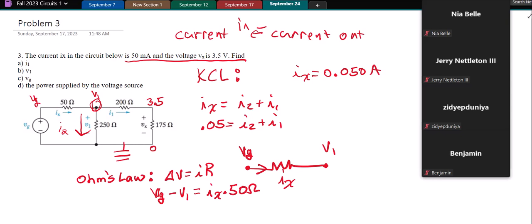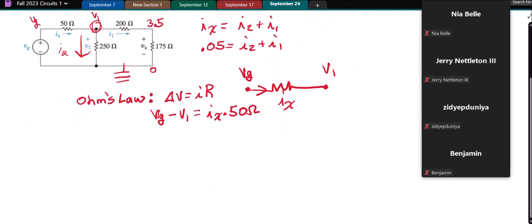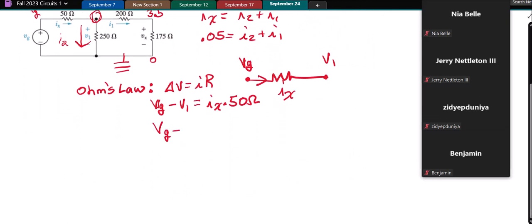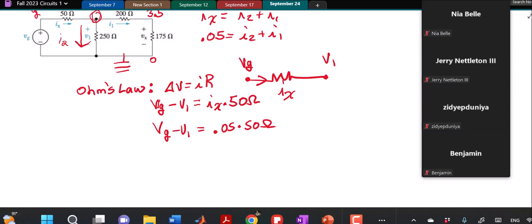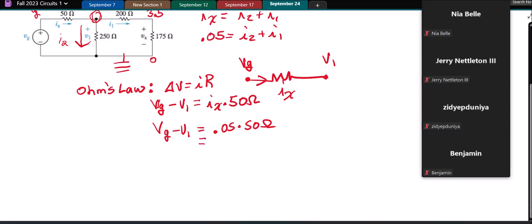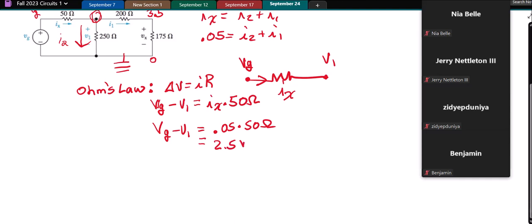Ix we know is 0.05, so we have Vg minus V1 is 0.05 times 50 ohms, which should be 2.5. Should be 2.5 volts.